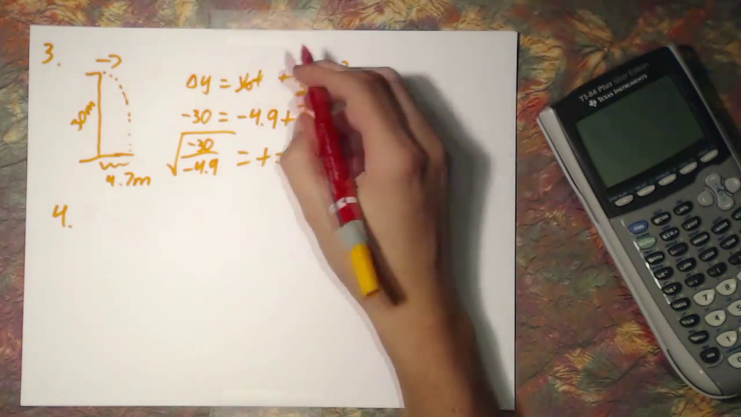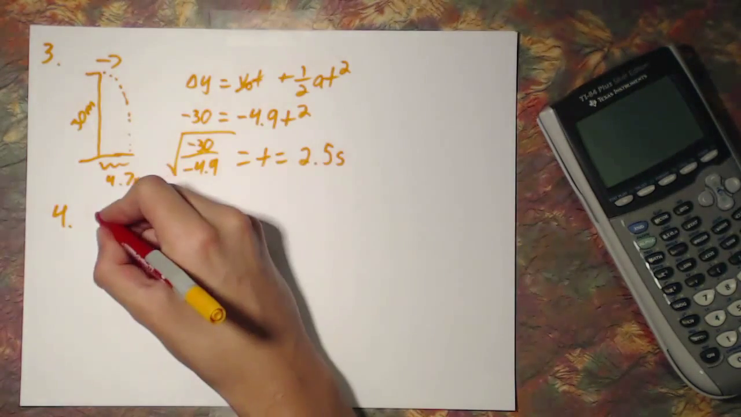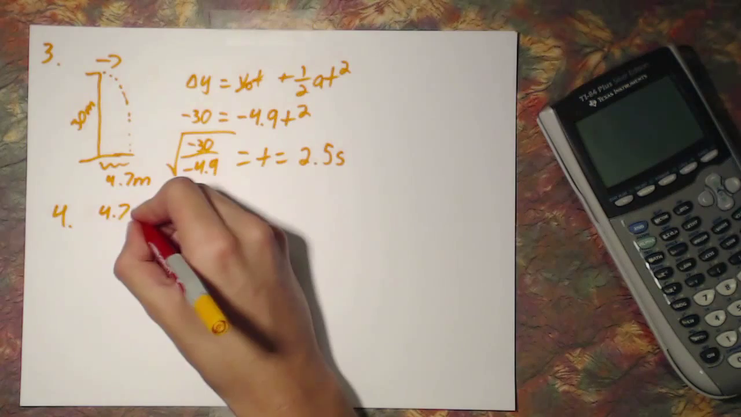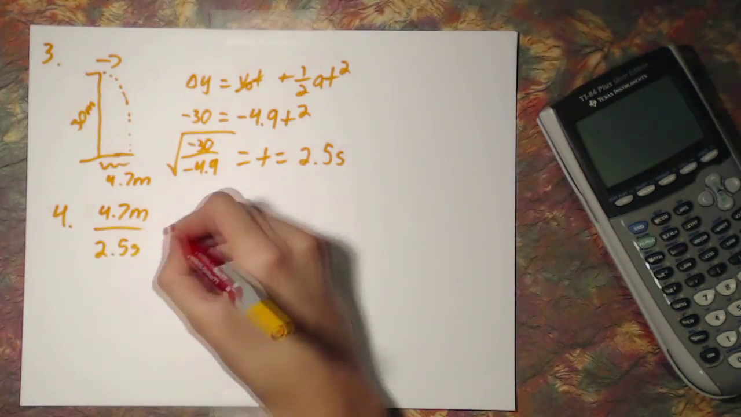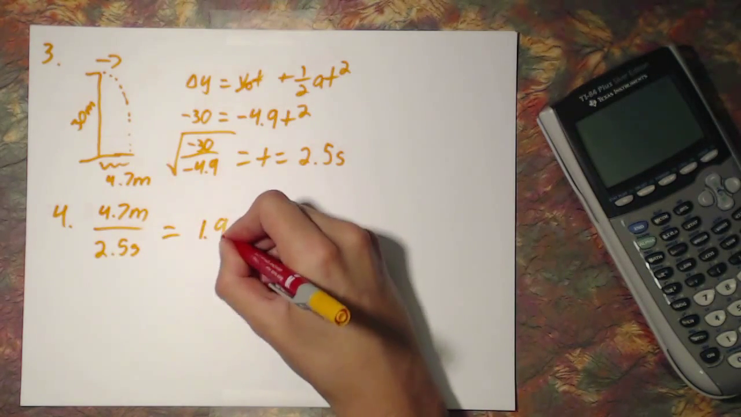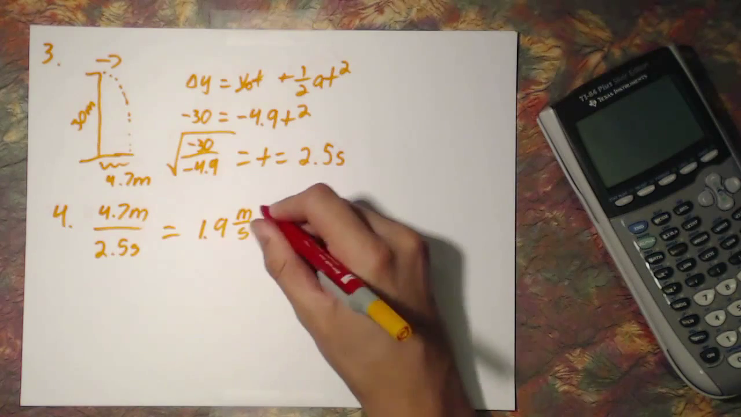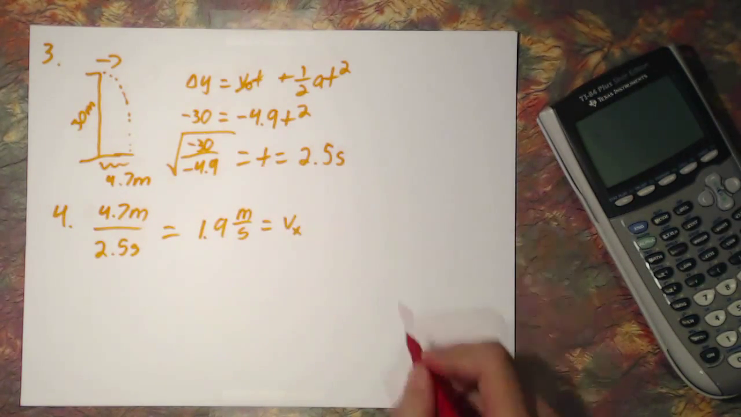Okay, so to find our initial horizontal velocity, we're going to take the total horizontal distance traveled over the time it took to get our horizontal velocity, which is going to turn out to be 1.9 meters per second. And if you want to give that some kind of name, you call it v sub x.